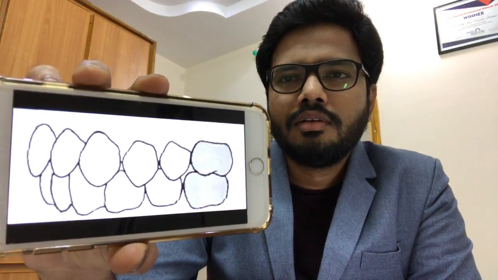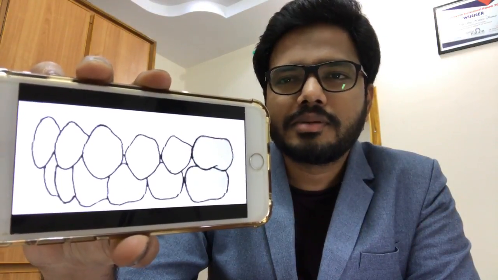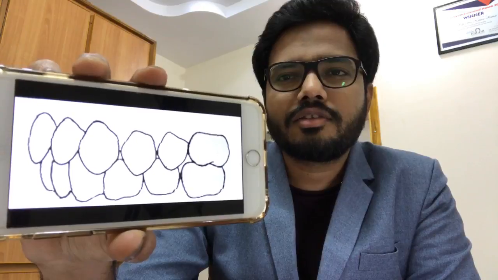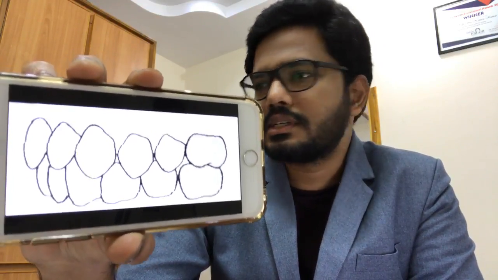Yeah. So, what does this representation or schematic representation give an indication of? What kind of occlusion does this image represent?